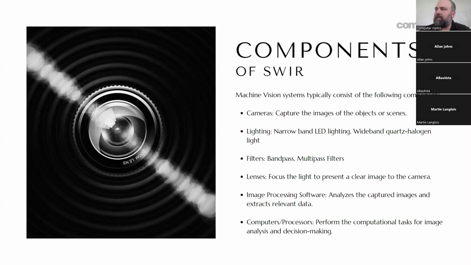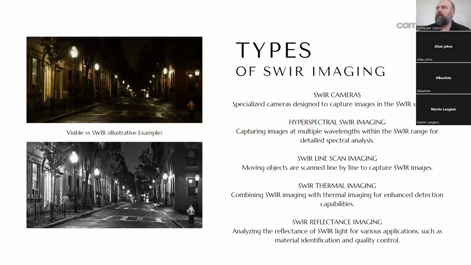So it's going to focus that light and give you that clear image. Then you've got your image processing software. This is the software that some of your third parties or all-inclusive guys are going to have for you. They're going to be able to look at your image, analyze it, and extract that data from it. And then you're going to have computers and processors. These are the parts of the system that's going to compute some of those tasks, images, analysis, and decision making. So that's also very important too.